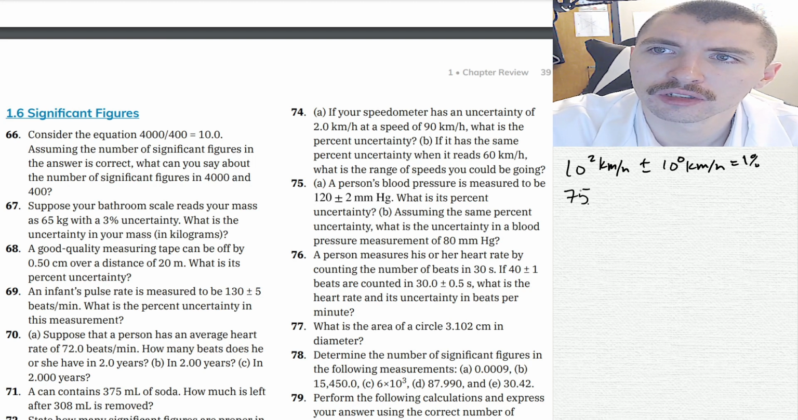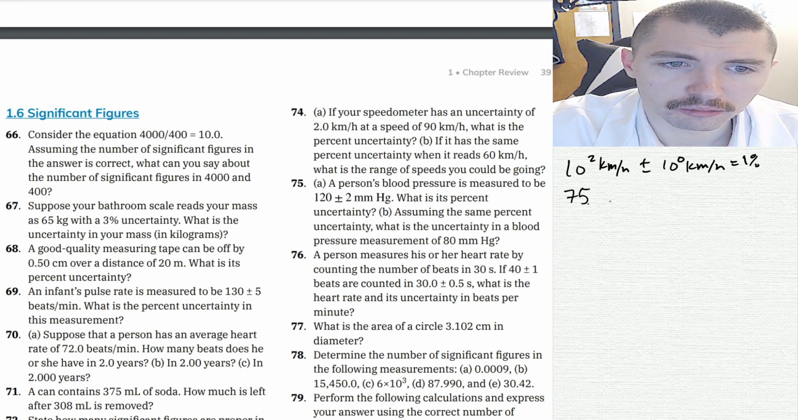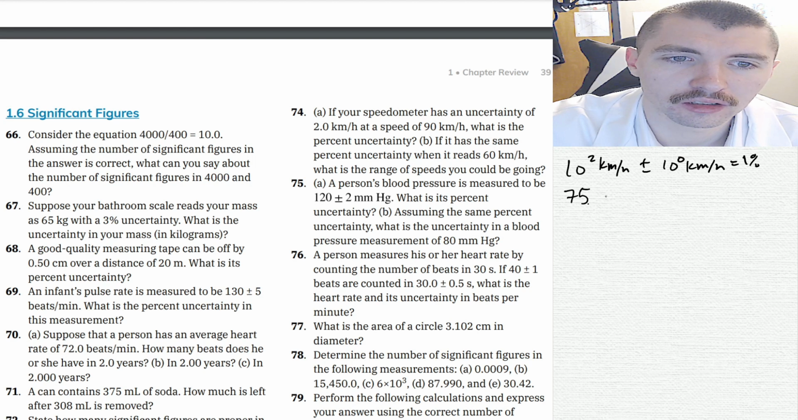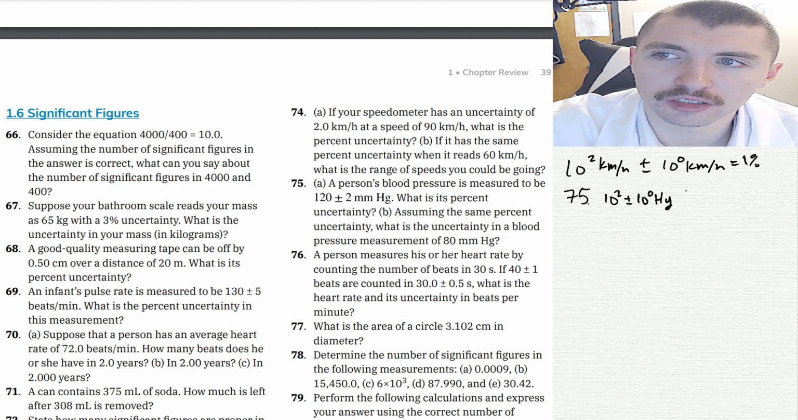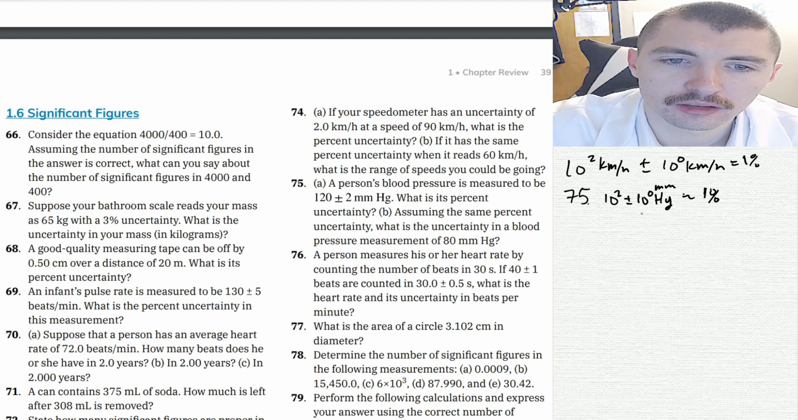75. Blood pressure, 10 to the 10 plus 2 mm Hg. So it's 10 to the 2 plus or minus 10 to the 0 mm Hg. Percent uncertainty, it's about 1%. Assuming the same percent uncertainty, what is the uncertainty? Oh, it's about the same.